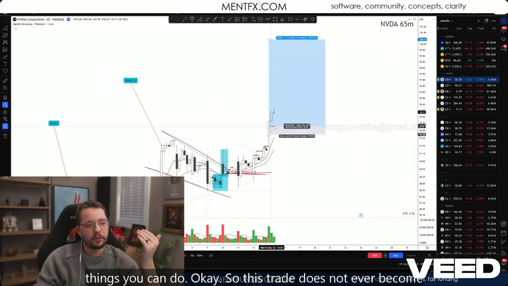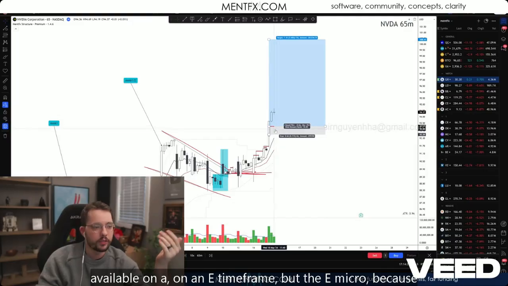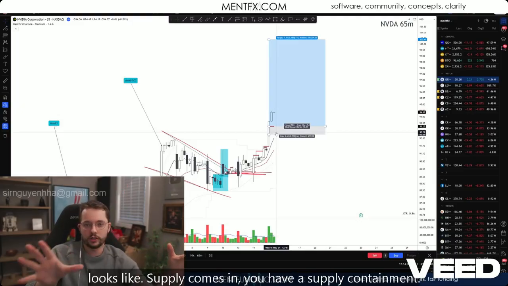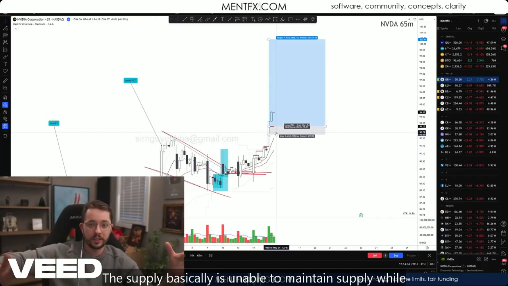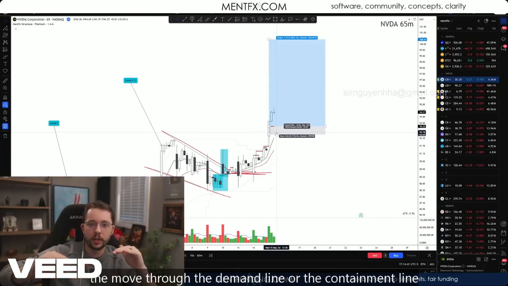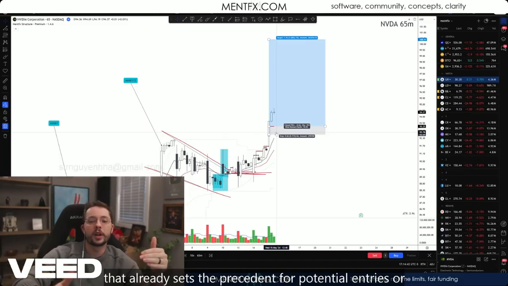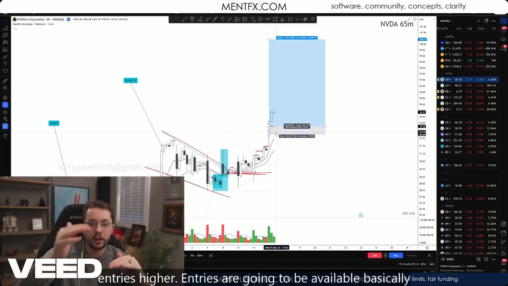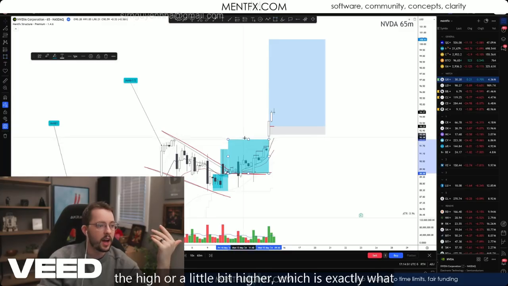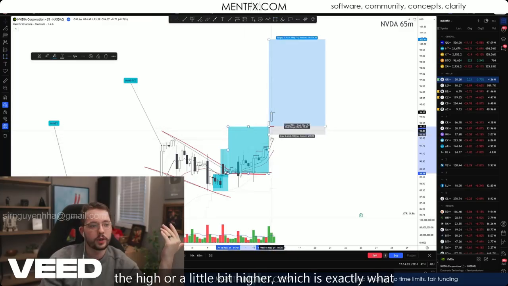So this trade does not ever become available on an E time frame, but on the E micro, because now you understand what an overall model delivery looks like. Supply comes in, you have a supply containment. The supply is unable to maintain supply while accumulation has played out. So demand takes over. You have the move through the demand line or the containment line. That already sets the precedent for potential entries or entries higher. Entries are going to be available within the area from the containment line up to the high or a little bit higher, which is exactly what happened here.